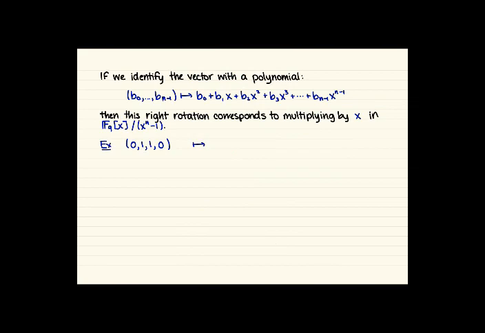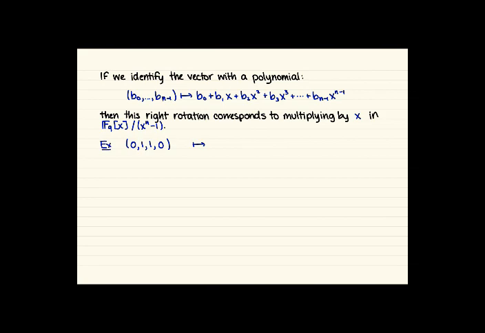Another way that we can view this is identifying the vector with a polynomial. So take the entries in the vector and let them be coefficients of the polynomial. So taking b_0 up through b_{n-1} and identifying that with b_0 plus b_1 x plus b_2 x squared, and so on. Then when we're doing this right rotation, that's going to be the same as multiplying by x in this quotient ring. So this is F_q adjoin x mod the polynomial x^n minus 1.